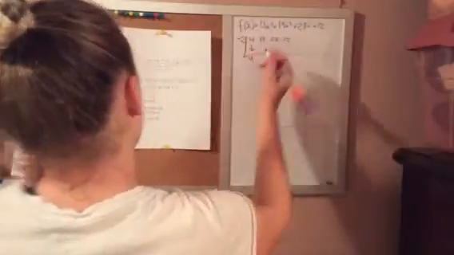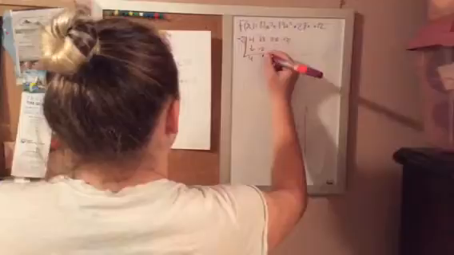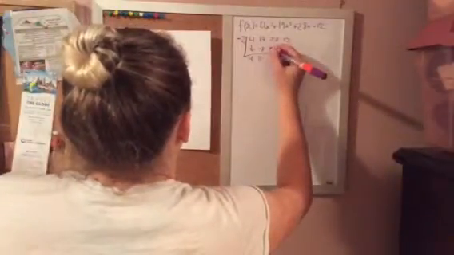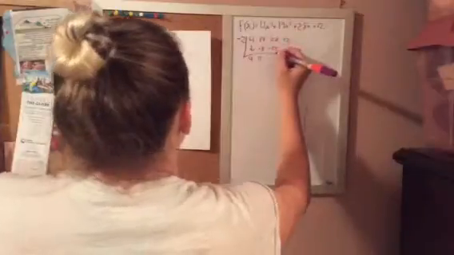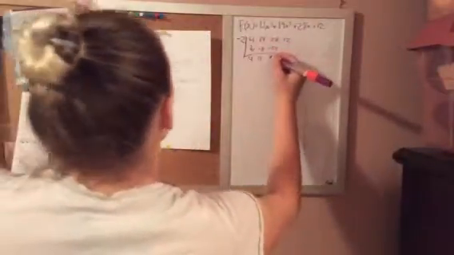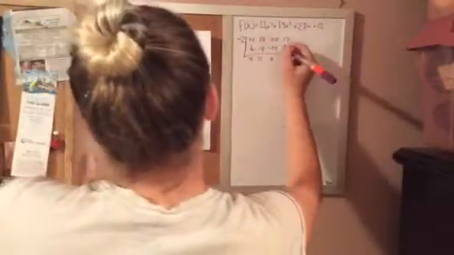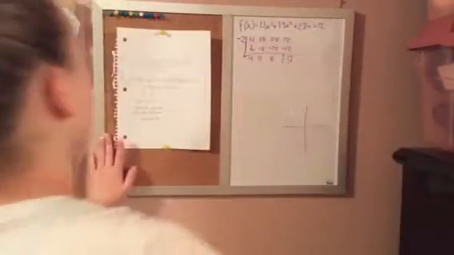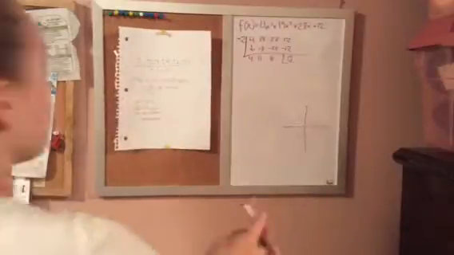So bring 4 down. 4 times -2 is -8. 19 plus -8 is 11. 11 times -2 is going to be -22. 28 plus -22 is 6. 6 times -2 is -12. And you get a remainder of 0. So we now confirm that that was correct. Our algebra over here was correct when we put -2 into this equation.